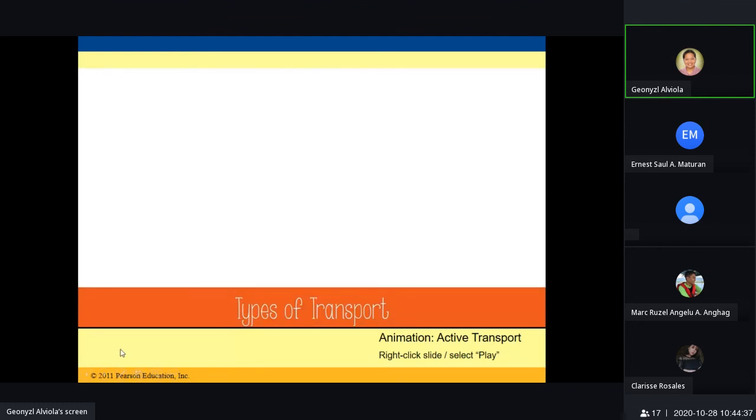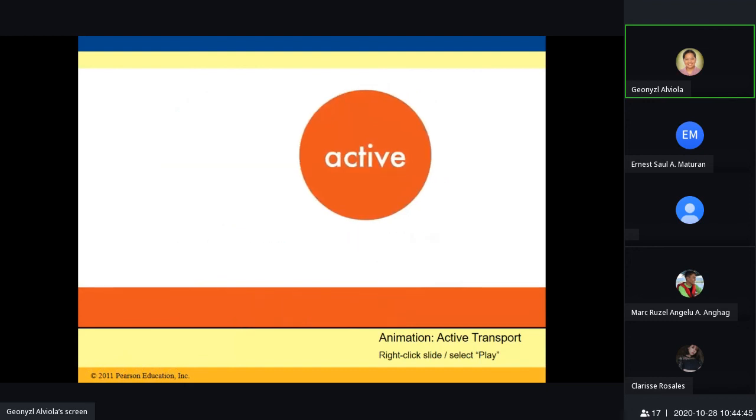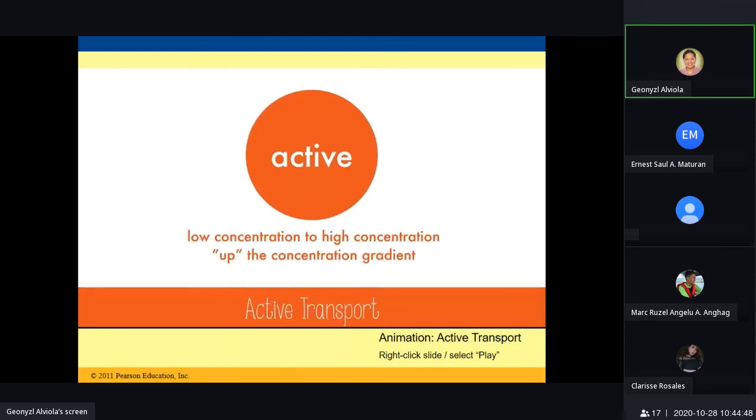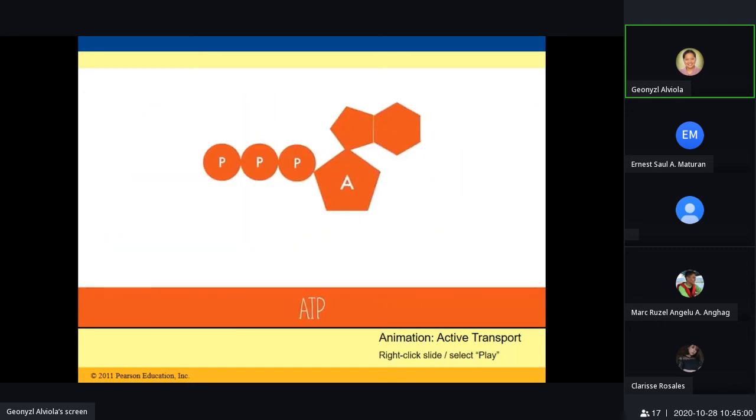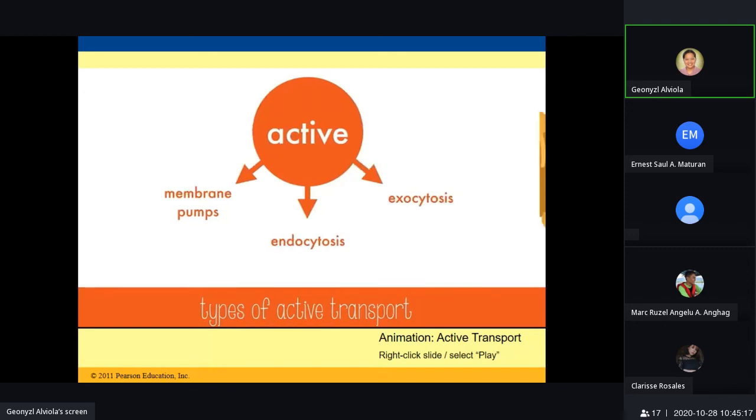Recall that there are two types of cellular transport, passive and active. Passive requires no added energy, but active does require added energy. Active transport moves from an area of low concentration to an area of high concentration, or up the concentration gradient. This is the opposite of passive transport, and because it's more difficult, it needs the energy molecule called ATP, which stands for adenosine triphosphate. There are three types of active transport: membrane pumps, endocytosis, and exocytosis.